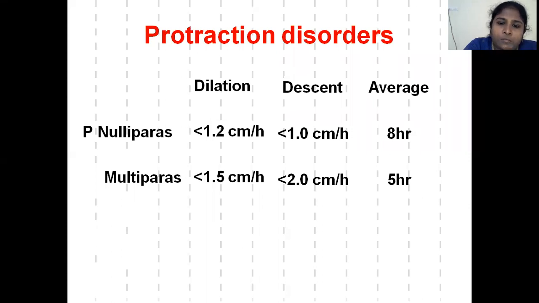Multipara, if it is less than 1.5 centimeters per hour dilatation and less than 2 centimeters. See, a second gravida should be faster. So if it is less than 2 centimeters descent per hour, and if the active phase is extending more than 5 hours, it is taken as a protraction disorder.